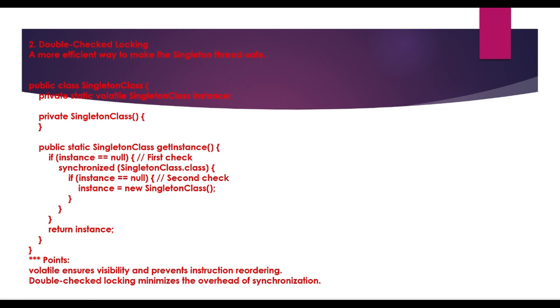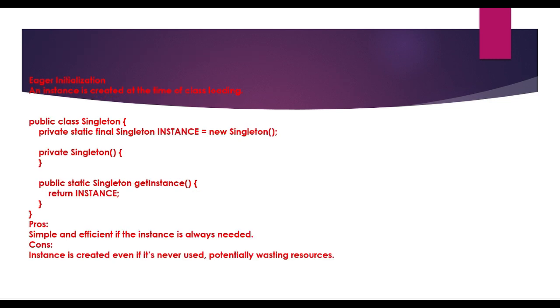As I mentioned, volatile will prevent reordering, and there will be visibility to all threads, and it will minimize the synchronization. Synchronization is good, but it makes your processes slow. So this is one of the efficient ways to write a singleton design class.